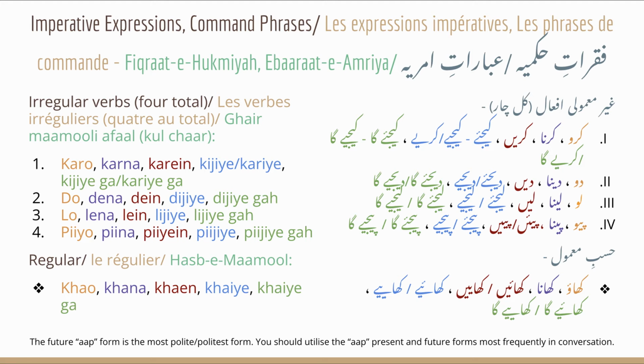For regular, ma'mul, this is the way for every other verb, or it's maybe slightly changed, but the general format is the same. So, khao, khana, khaiye, khaiye, and khaiyega. Khana, as you know, is to eat. So here are your examples. And now, the future aap form is also the most polite form. So even though it expresses the future, it's even more polite than the present aap form. So you should almost always utilize the aap present and future forms most frequently in your conversation, because in general you will be using the aap form. The tum form is only for people of your age and that are not in a position of power above you, or they're younger than you, or something like that.